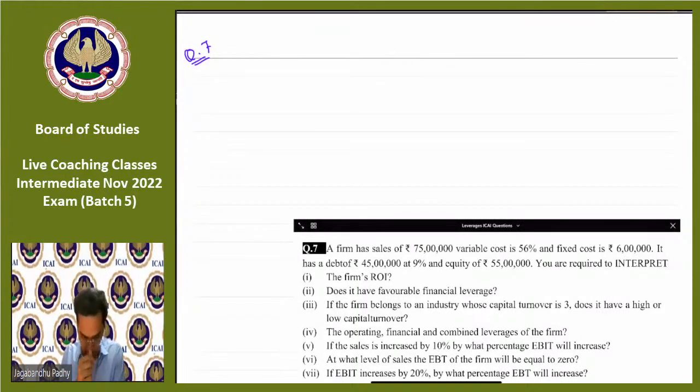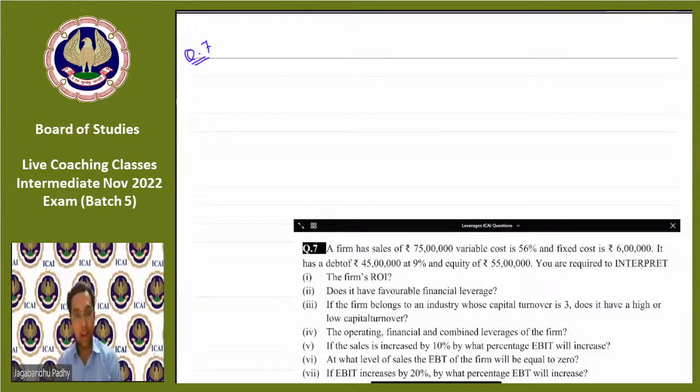A firm has sales of 75 lakh, variable cost is 56%, fixed cost is 6 lakh, it has a debt of 45 lakh at 9% and equity of 55 lakh. You're required to interpret the firm's return on investment. Does it have a favorable financial leverage? If the firm belongs to an industry whose capital turnover is 3, does it have high or low capital turnover?